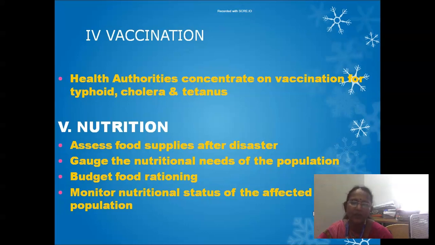Next important thing is nutrition. Assess food supplies after disaster, gauge the nutritional needs of the population, budget for food rationing, monitor nutritional status of the affected population. So we have to provide the nutritious food to the affected people by doing the following these things.